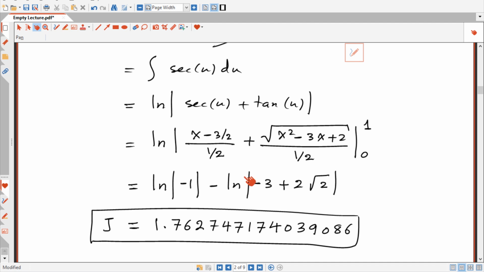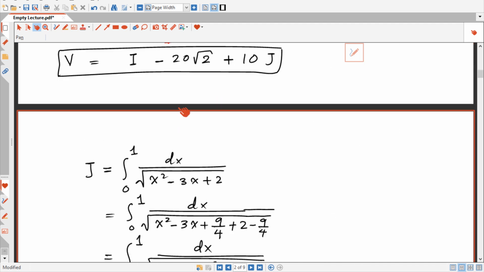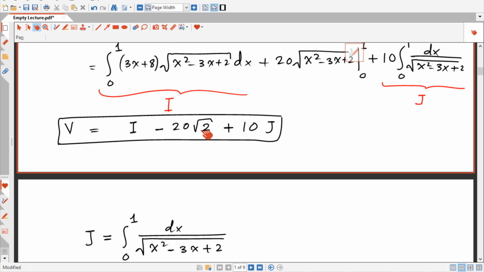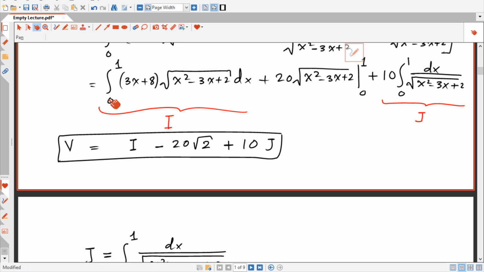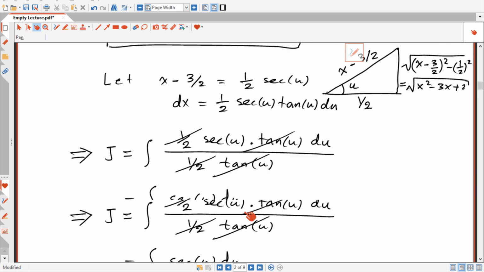So we have evaluated J. Now V is equal to, we said V is equal to I minus 20 the square root of 2 plus 10J. We evaluated J, so now we're left with I. I is this integral here, the integration from 0 to 1 of 3x plus 8 times the square root of x squared minus 3x plus 2 dx. So let's evaluate that, and we call that I.